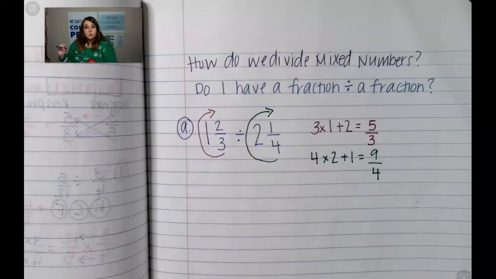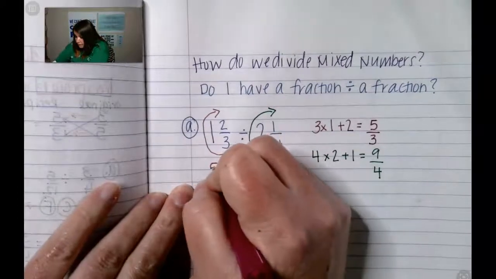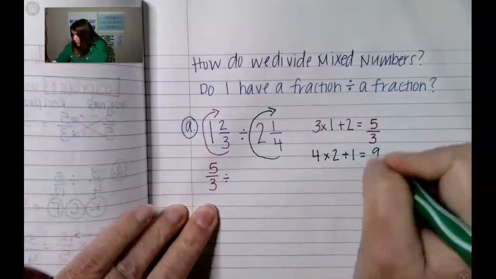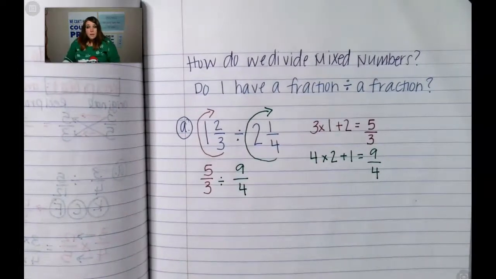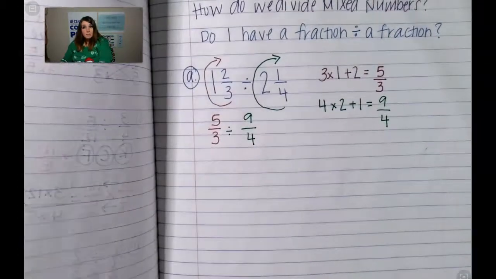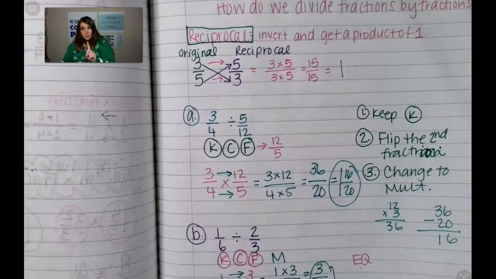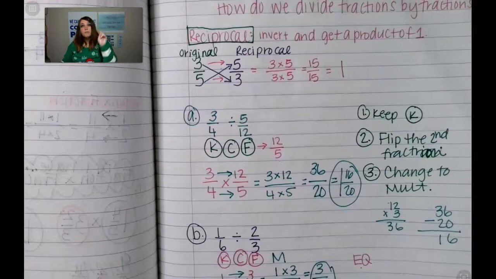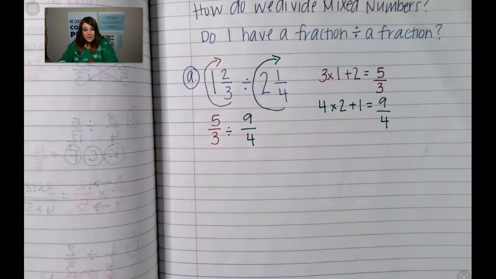So we're going to rewrite this problem so that we can solve it. We're going to take 5/3 and divide that by 9/4. Okay, ready? Yesterday when we were dividing fractions by fractions, we were using keep, change, flip. So when we look back, we had to keep the first one, change the division to multiplication because we flipped the second fraction.